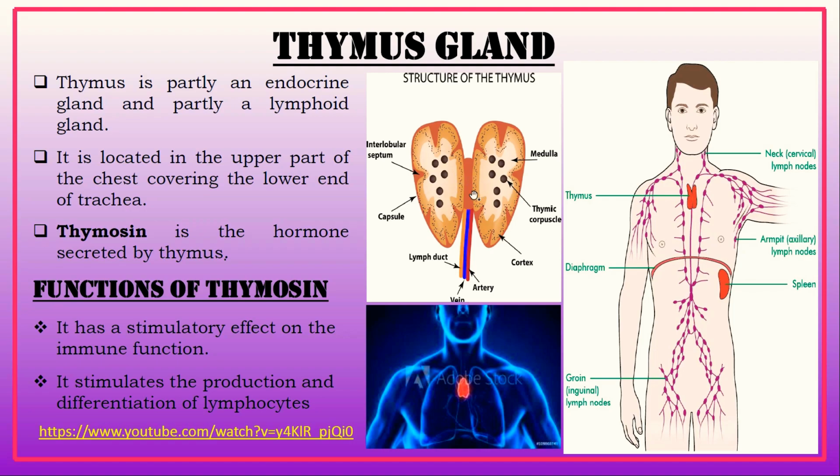This thymus gland is located on the upper part of our body in the chest region at the lower end of the trachea. Thymosin is the hormone secreted by the thymus gland. Now what are the functions of thymosin? Thymosin has a stimulatory effect on the immune function. It will stimulate our immune system to function and fight against foreign invading pathogens, and it also stimulates the production and differentiation of the different types of lymphocytes which are concerned with the defense mechanism of our body.